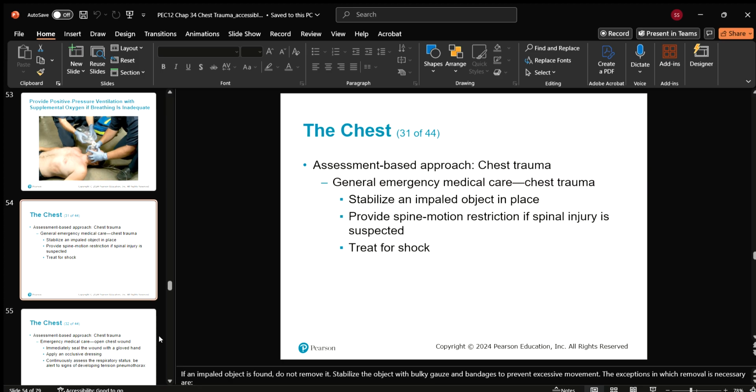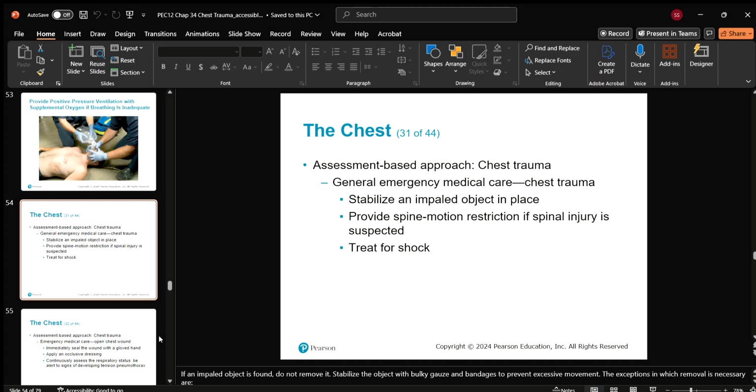All right, a lot of this is just repeating itself. But here we may have an impaled object. We have a puncture. So if we have an impaled object, we're going to stabilize that in place. The only 2 times that you remove an impaled object are, 1, if it's in the cheek and it's obstructing the airway, and the second is if an impaled object is preventing you from performing CPR. If you are unable to perform CPR because of the impaled object, remove it.